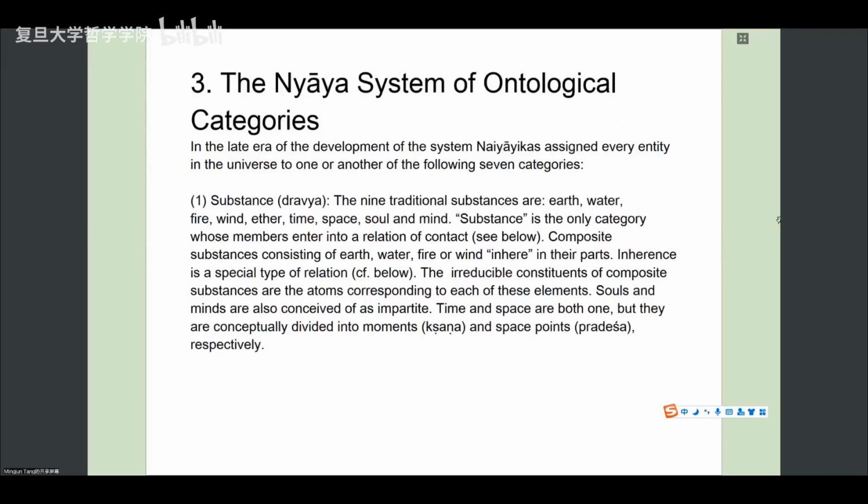I have to introduce now the Nyaya system of ontological categories. Many of you will be familiar with this, but if there is someone among you who does not know these things, then it's good to hear it again.